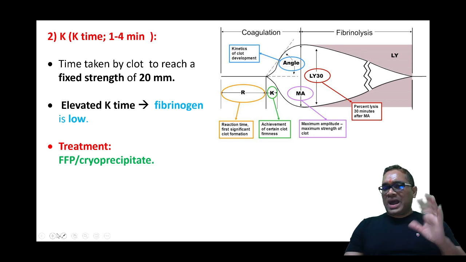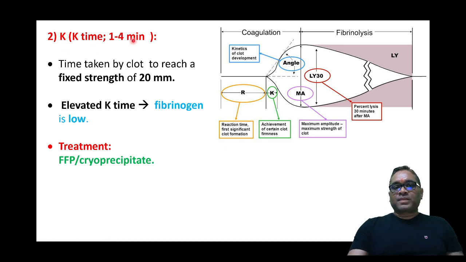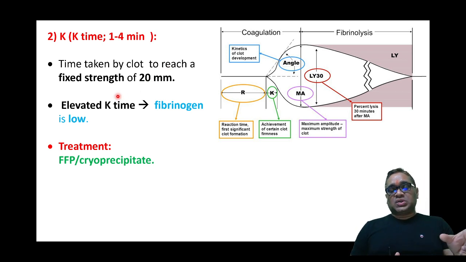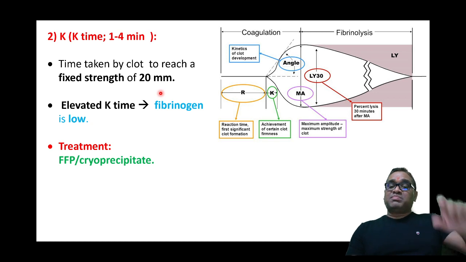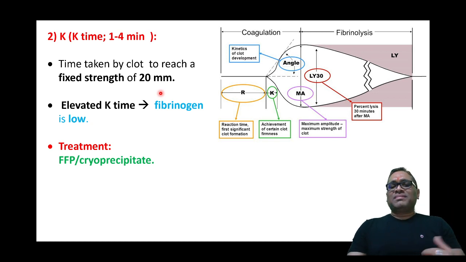Coming to the second one, R, K, A, M, L. K is K time, which is 1 to 4 minutes. This is the time taken by the clot to reach the fixed strength of 20 millimeter. Now you understand why I was telling you persistently that thromboelastography measures the efficiency of the coagulation. Can you measure the strength of 20 millimeter by PT and APTT? No, you cannot. You simply say that it is normal or abnormal. You cannot say that 20 millimeter has been reached. That is the beauty of this thromboelastogram, right? Dynamicity of the coagulation pathway we can see.